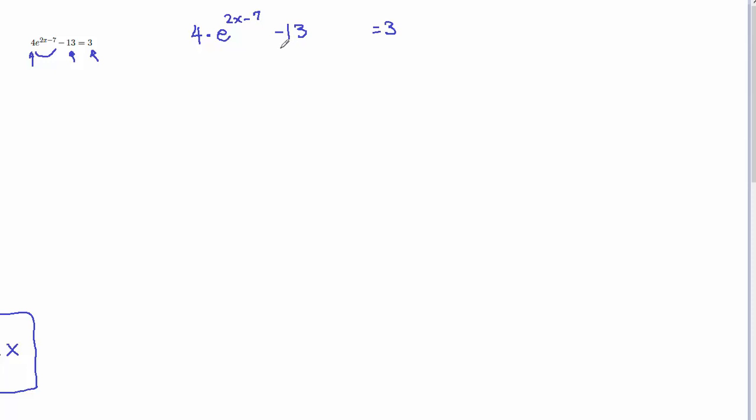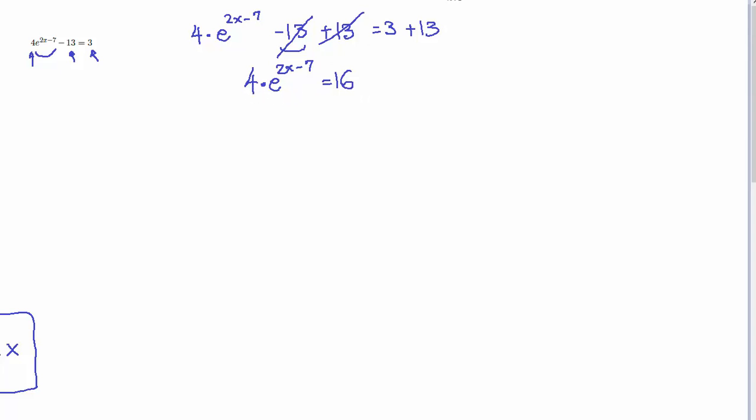And in order to move this constant to the right side, I need to add to both sides the number 13. This will allow me to cancel now. Negative 13 plus 13 is equal to 0. So at the next step, I have 4 e to the 2x minus 7 is equal to 16. Now I have on one side of the equation no constants, and this is good.